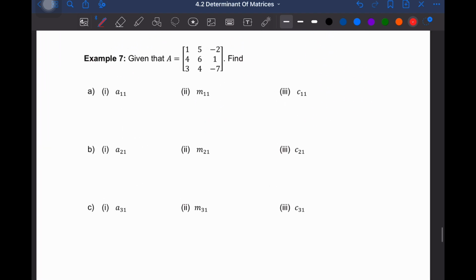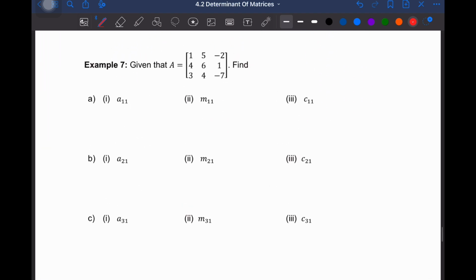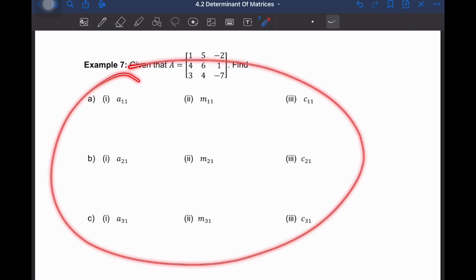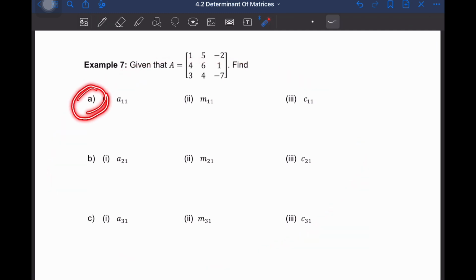Okay, so now moving on. Example 7, given that A, so we need to find all these things. Let's settle it one by one. So A first. Find A11. A means element. So the element that is located in the first row, first column is this one. So the answer for this one is 1.